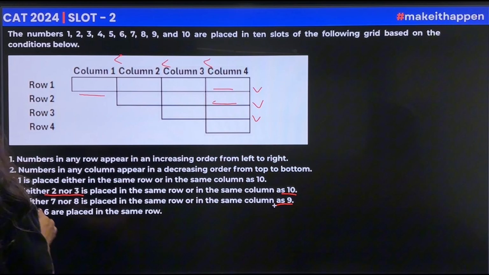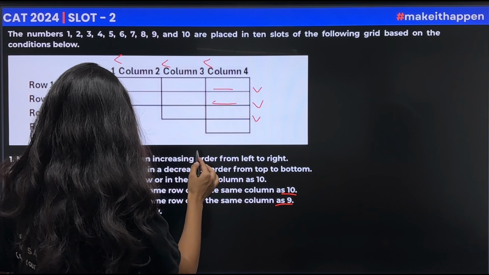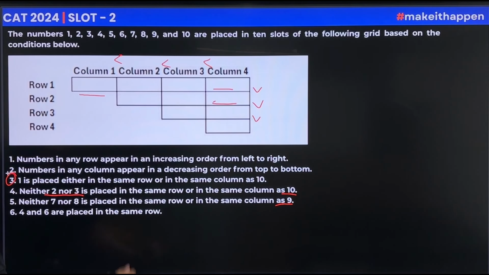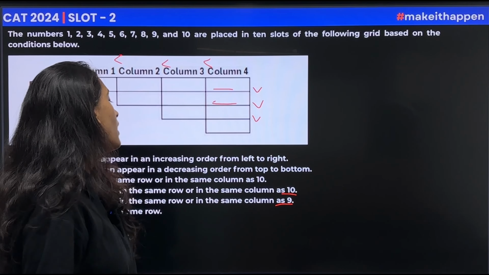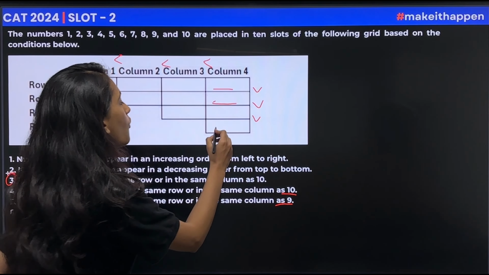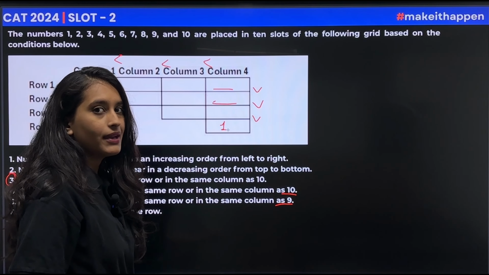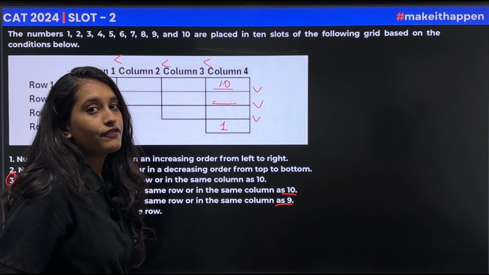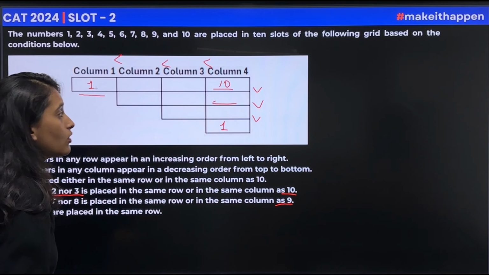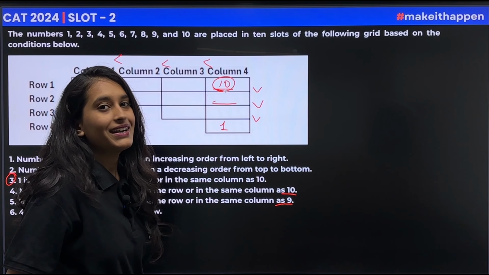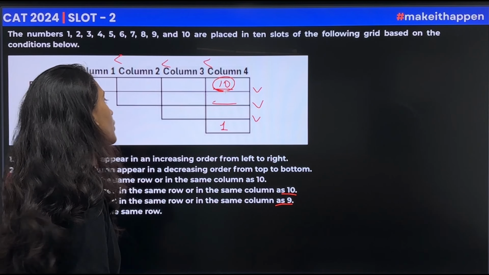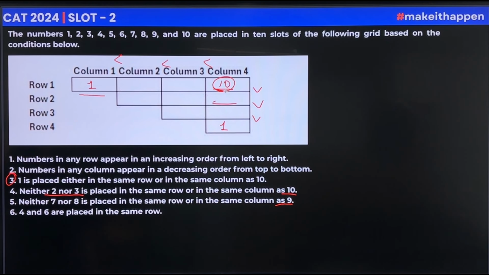Okay, so now let's start with statement 3. It says that 1 is placed either in the same row or in the same column as 10. Now, if I say 1 is placed here, then ultimately 10 will be placed here. Or if I say 1 is placed here, then also 10 will be placed here. So, my position for 10 is fixed. Okay. Now, we are told that neither 2 nor 3 is placed in the same row or in the same column as 10. So I can say that 2 or 3 will not be placed in this and 2 or 3 will not be placed in this.